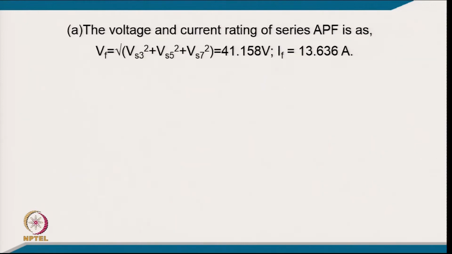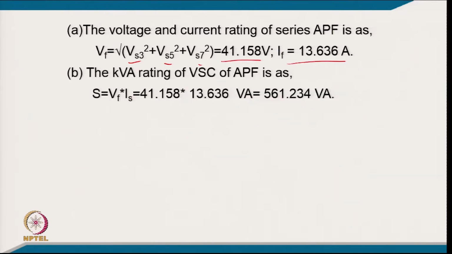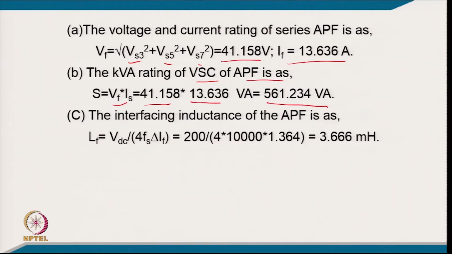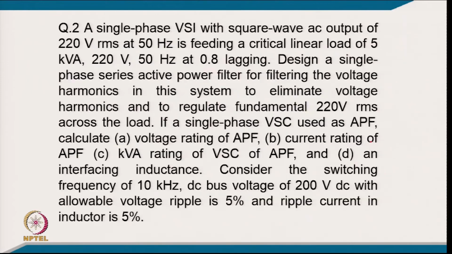So, the voltage rating of the series active filter is the RMS value of the third harmonic, fifth harmonic and 7th harmonic, and putting in the values it comes 41.158 volt. The series active filter current is the same as the load current, that we already calculated, 13.636 ampere. Thus the kVA rating of the voltage source converter of the series active filter is Vf times Is, and putting the values, 41.158 multiplied by the current 13.636, it comes to a rating of 561.234 VA. The interfacing inductance of this series active filter we can calculate from the relation VDC by 4 F into delta IF. So, putting the values it comes 3.66 millihenry.